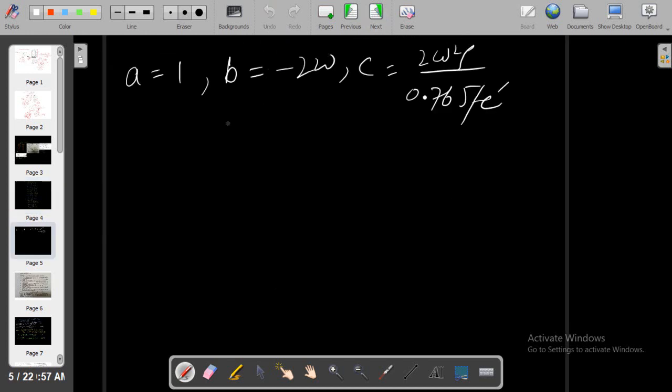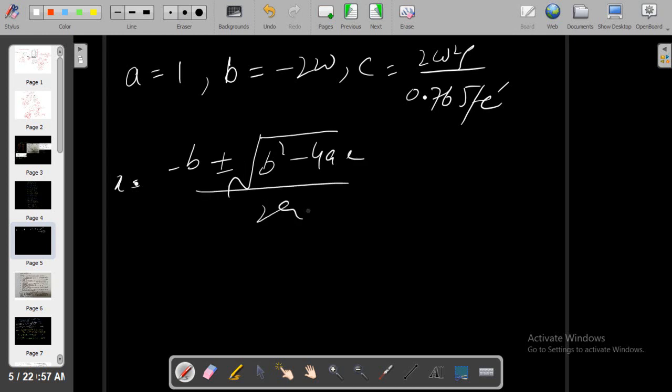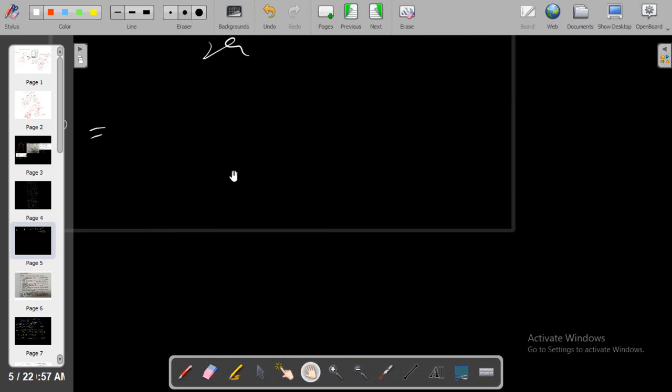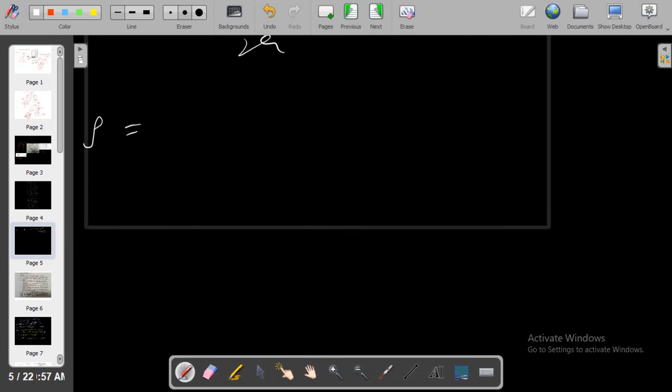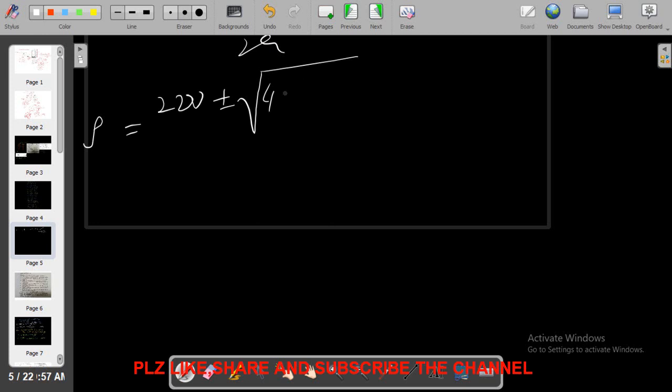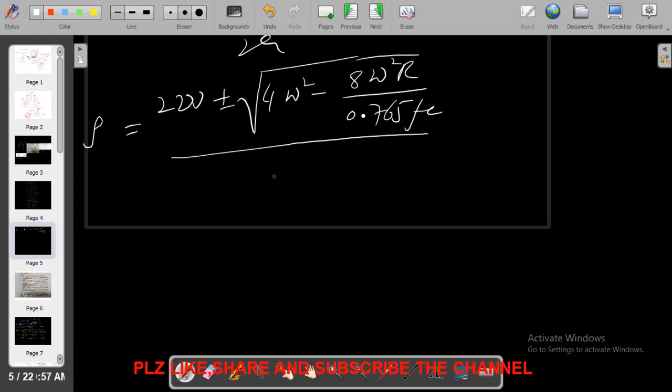Now we will use the quadratic formula. We know that x is equal to minus b plus minus the square root of b square minus 4ac, divided by 2a. So just plugging all these values into this equation, we got for rho: 2 omega plus minus under root 4 omega square minus omega square r divided by 0.765 fc prime, and this is divided by 2. So this will be the final form in root shape.